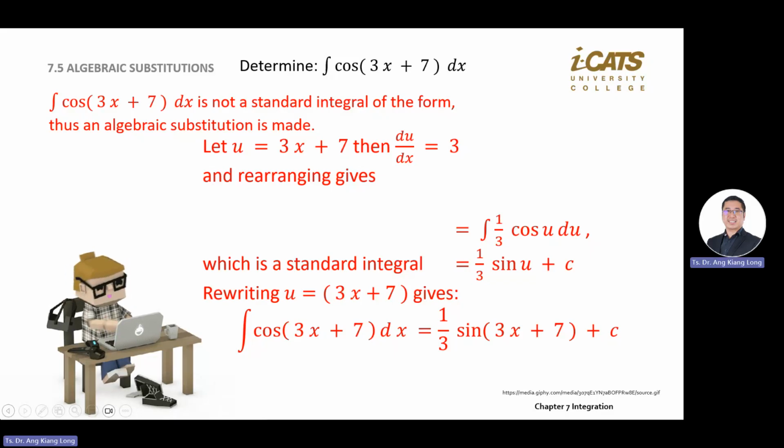Okay, the operation is just to convert the bracket, which seems not normal, into u. Then you do du dx. Then convert the equation, the dx, into the u term. Yeah, that's a trick. Then the rest is just follow the table. At the end, you reverse, you substitute back what is your u.